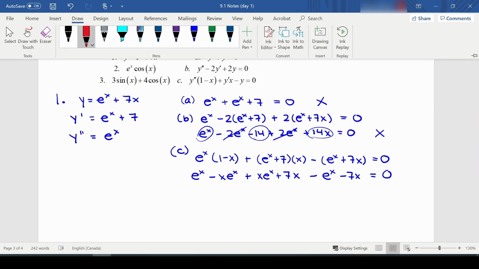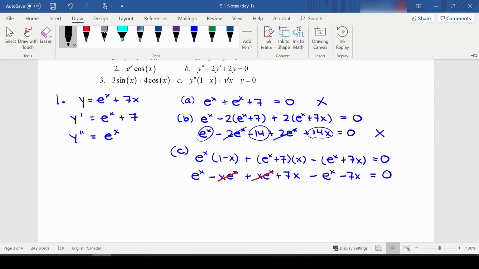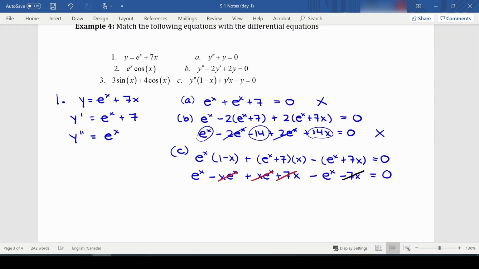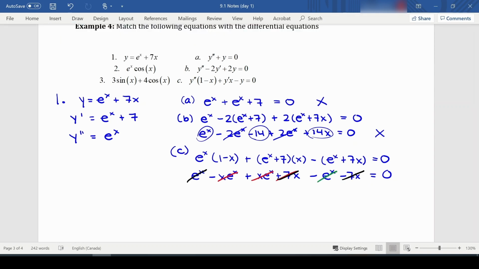And if we take a look, the x e to the x terms cancel out. The 7x and 7x cancel out. And the e to the x and e to the x cancel out. So this, in fact, does equal 0. And therefore, number 1 matches with letter C.